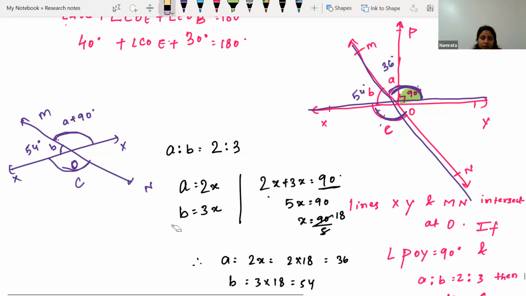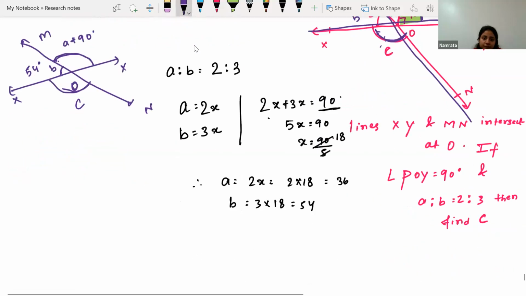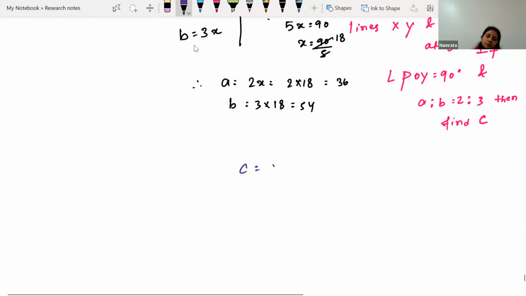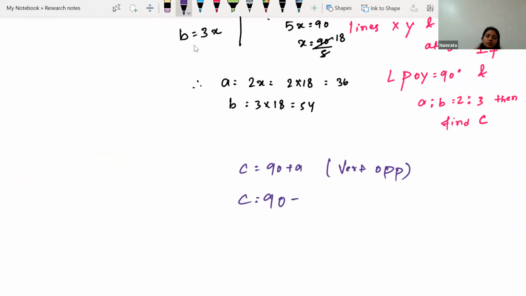Let's write it. A value we already know. C will be equal to 90 plus A, vertically opposite angle. Getting it? Yes, ma'am. So C is equal to 90, and A you have already found 36. When we add both of them together, we will end up getting the C value. Let's take the next question.